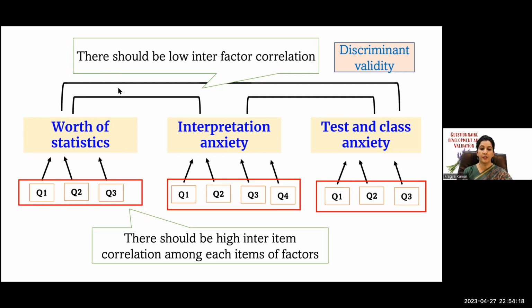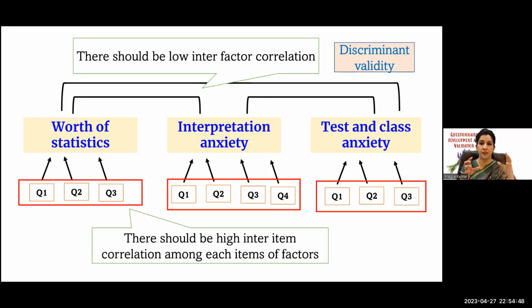But if we talk about the correlation between these factors, like correlation between worth of statistics and interpretation anxiety, correlation between the interpretation anxiety and test and class anxiety, and correlation between worth of statistics and test and class anxiety, then this should be low. Because if it is high, then there will not be these many factors. Then it will be considered as a unidimensional scale where there is only one dimension.